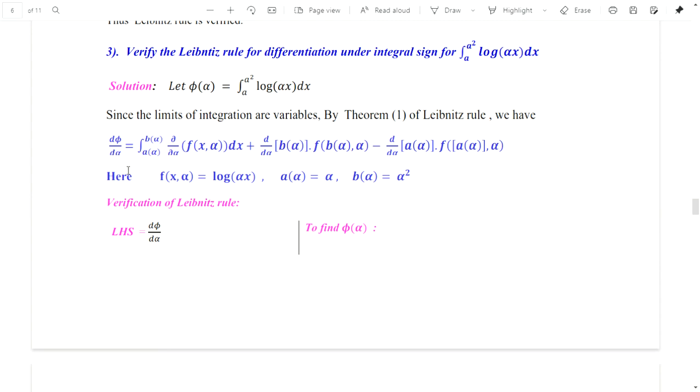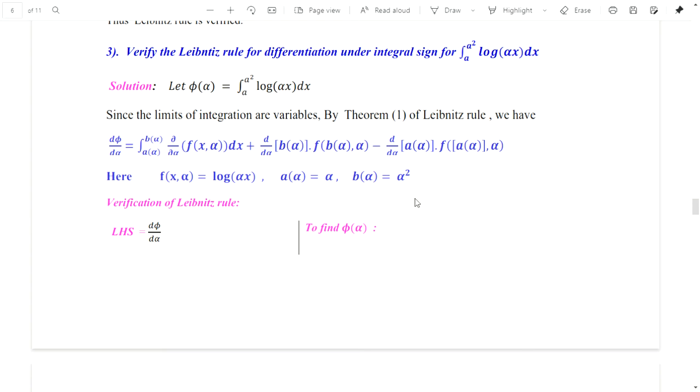Now here, by comparing this with the given problem, in place of f we have log of alpha x. So f of x comma alpha is equal to log of alpha x. The lower limit is alpha, which is nothing but a of alpha is equal to alpha, and the upper limit is alpha squared.